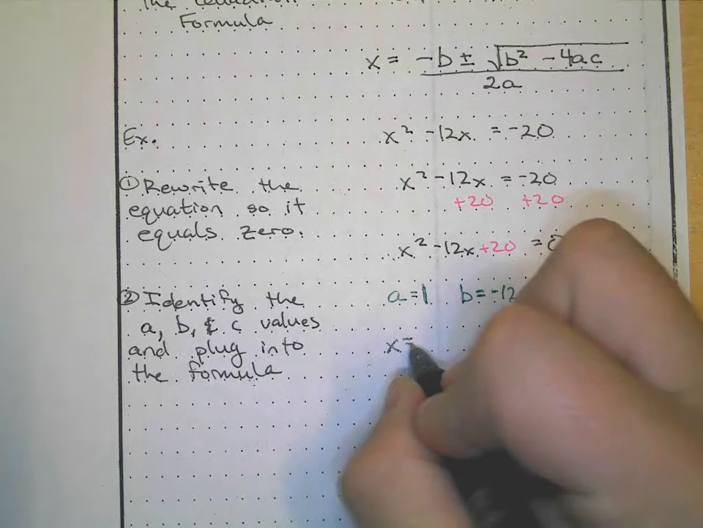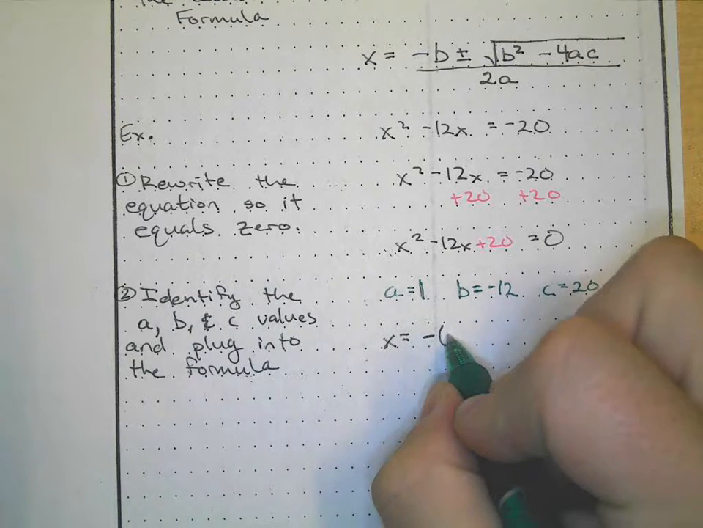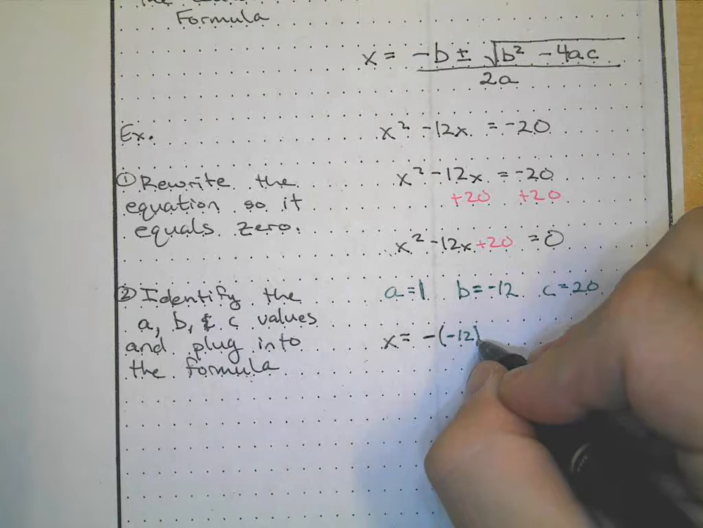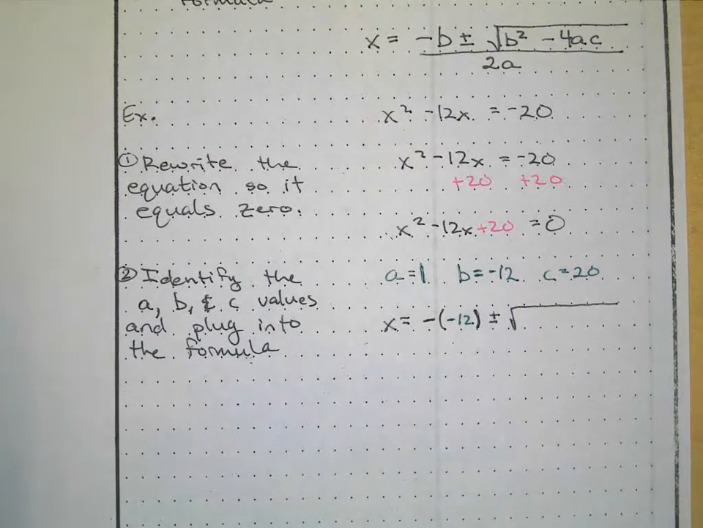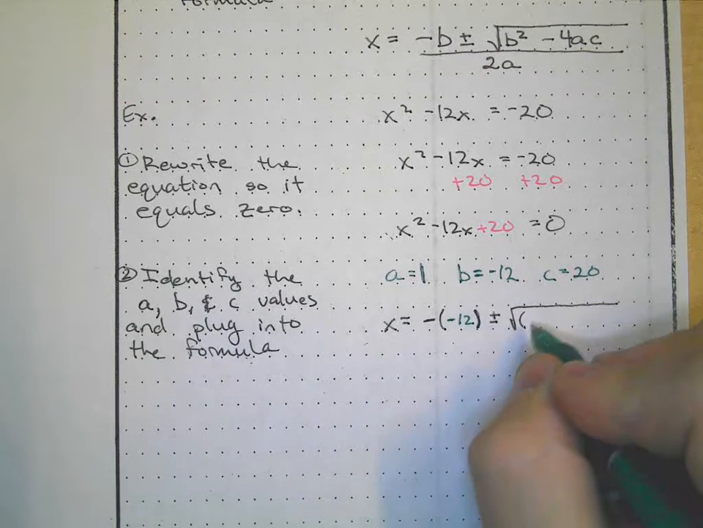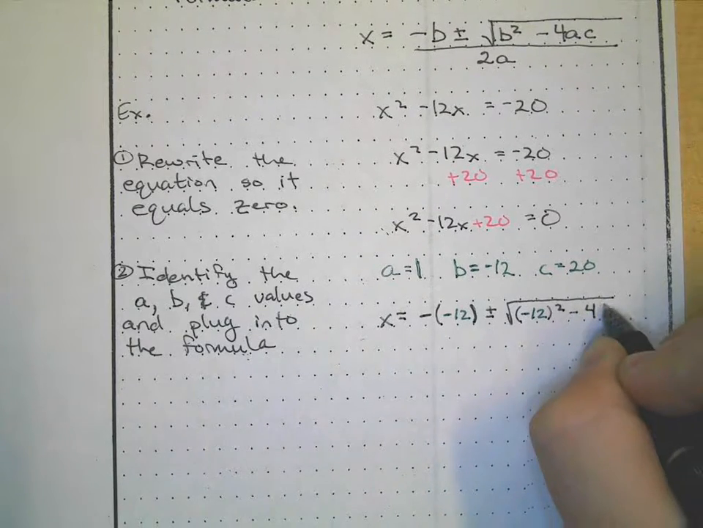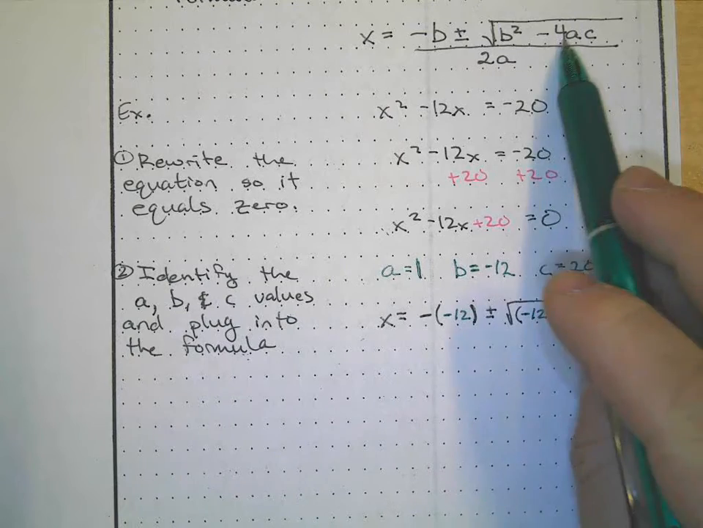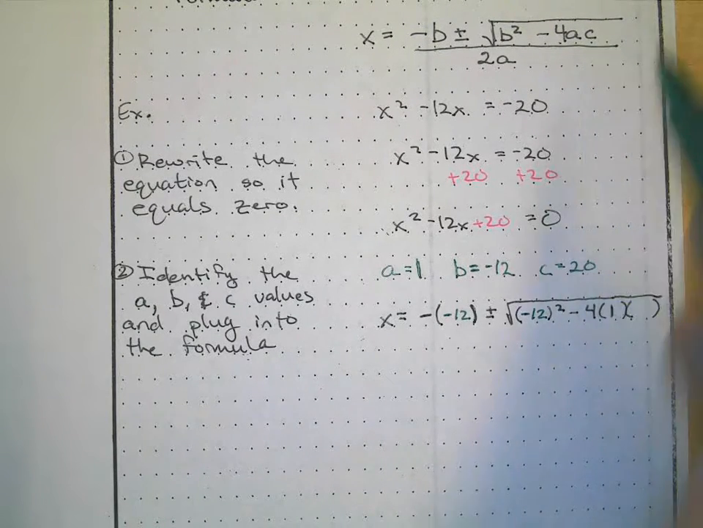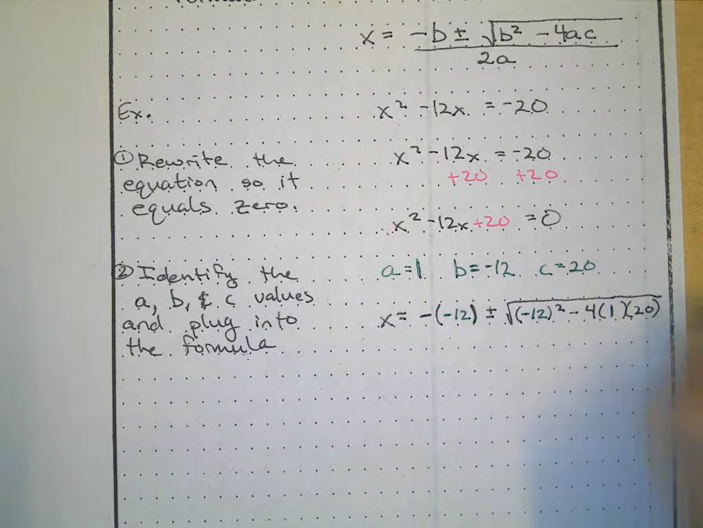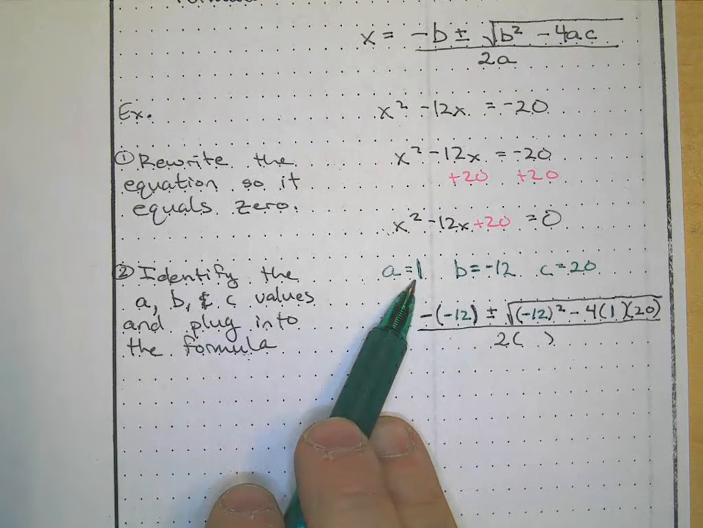So I'm going to have x equals negative b, b is negative 12, plus or minus the square root of b squared minus 4 times my a value, so I'm doing 4 times a, which is 1, times my c value being 20. I'm going to take all of this and divide it by 2 times my a value, which is 1.